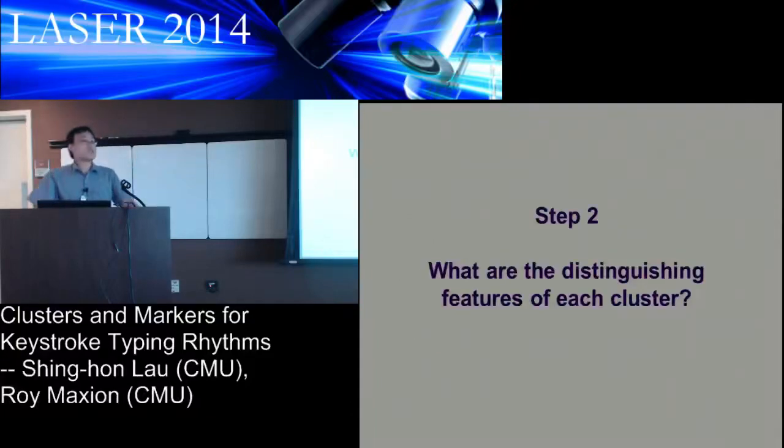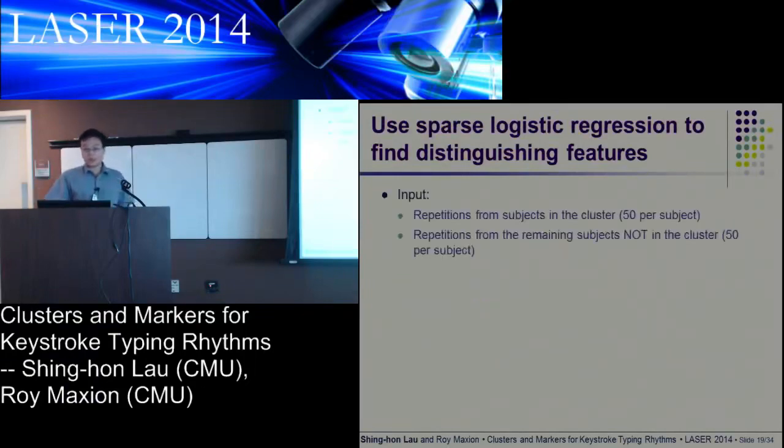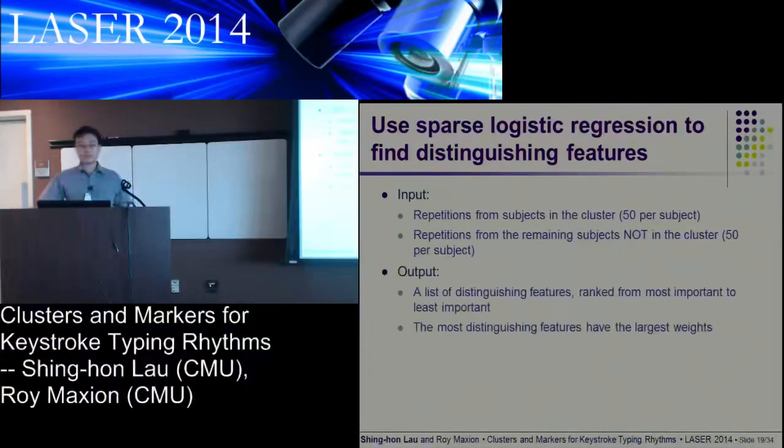So having identified the clusters, the next question to ask is, well, what is it that distinguishes each cluster? To do this, we're going to use something called sparse logistic regression. It takes as input repetitions from subjects in the cluster, but also repetitions from the remaining subjects not in the cluster. So you're actually going to use all of the data that you have available to you. The output is going to be a list of distinguishing features, ranked from most important to least important.